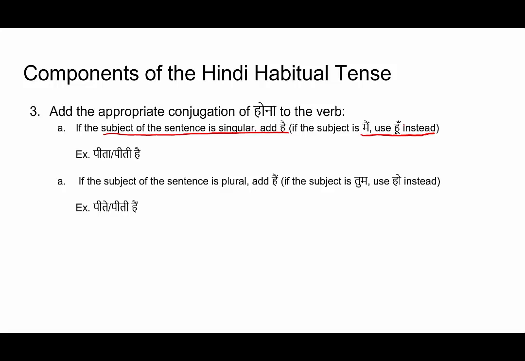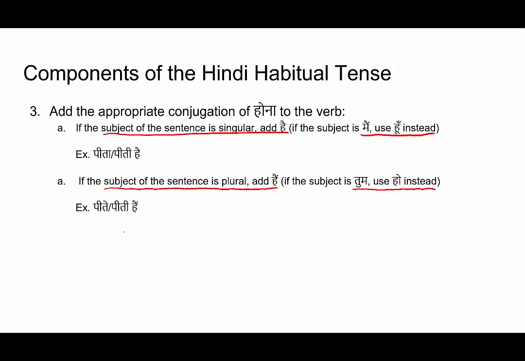Now, if the subject is plural, we add hai, following the modified infinitive. However, recall that if the subject is tum, we use the conjugation ho. This applies when making the habitual form as well. So, if the subject of a sentence was plural, and we had either pite or piti, assuming the subject is not tum, we would add hai to make it pite hai or piti hai.